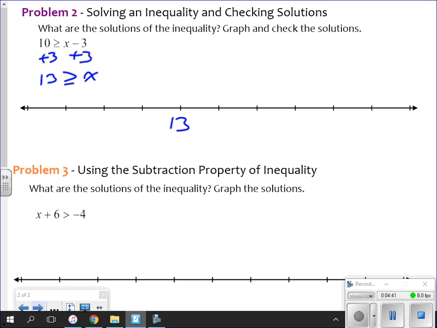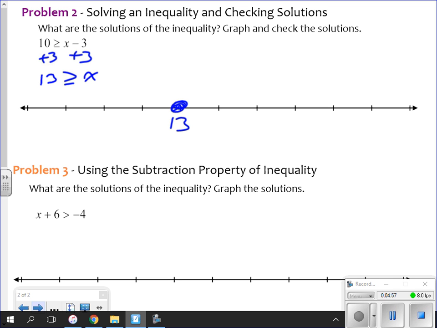Now, I have a dot on 13. Is it open or closed? It is closed. Excellent. Wow, at least you guys are getting that part right for sure. Now, the big question, is x smaller than 13 or is x larger than 13?